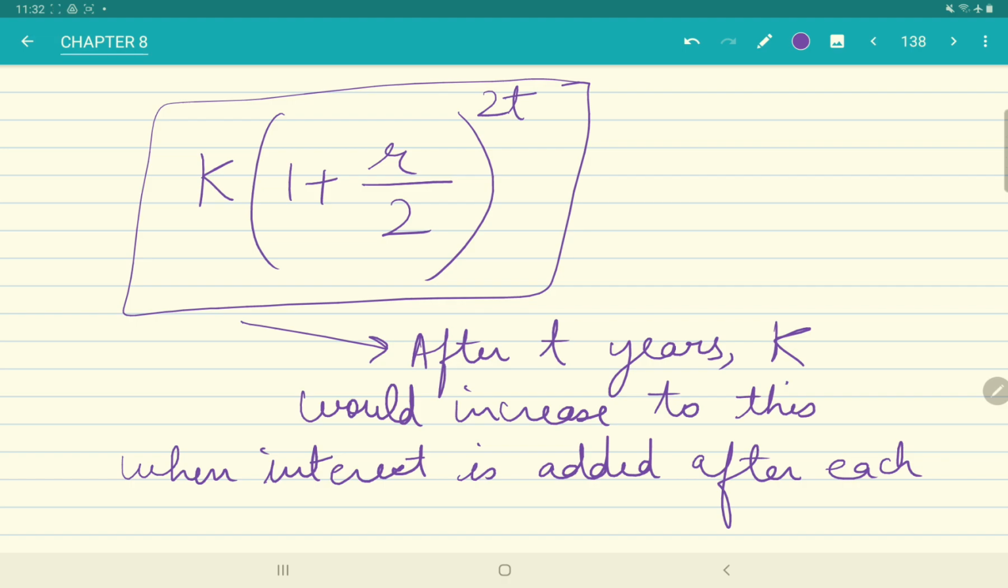And the point to note here is that this is a biannual interest payment, wherein interest is paid, and when I say biannual, that means 2 times in 1 year. So it's a biannual interest payment at the rate of P by 2%.